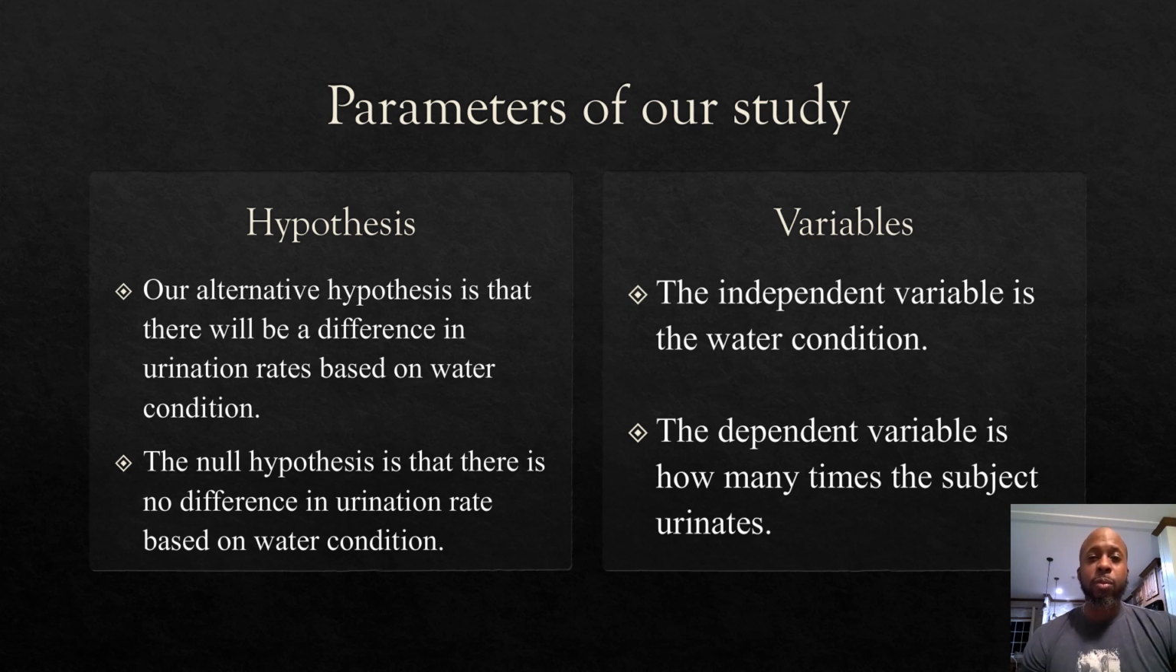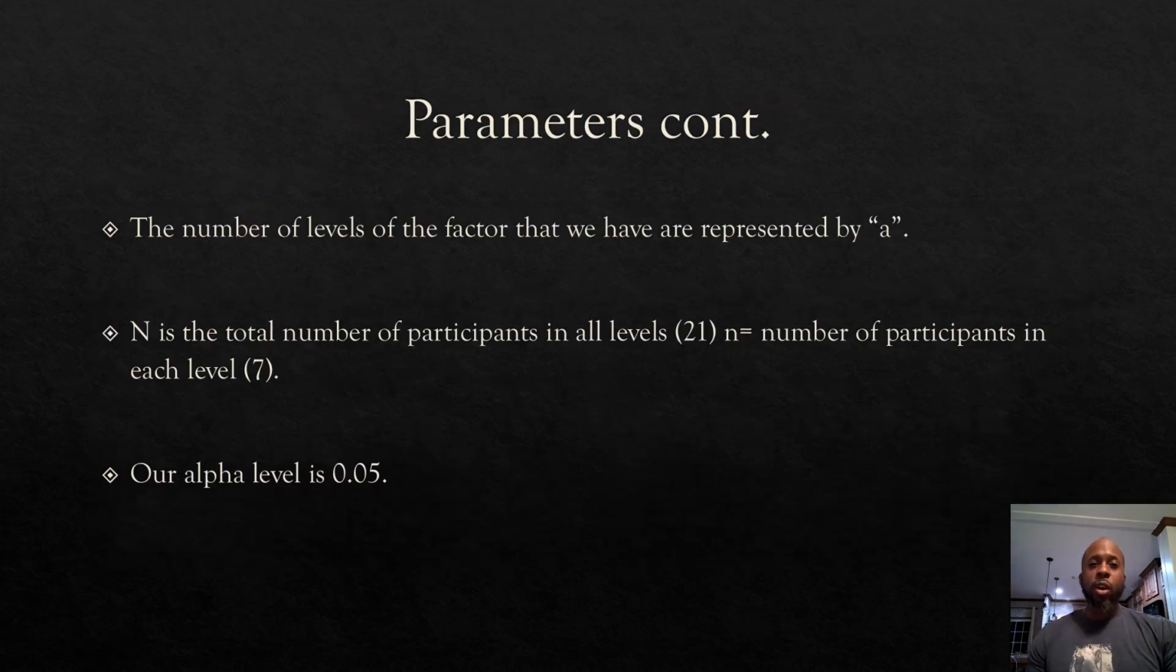So our independent variable would be the water condition, and our dependent variable will be how many times a subject urinates in the shower. So for our calculations, the number of levels or the factor is going to be represented by A. N is going to be the total amount of participants in our study, and n is going to be the number of participants in each level, which is 7. And we're going to use an alpha level of 0.05.